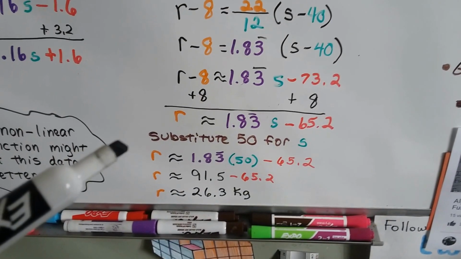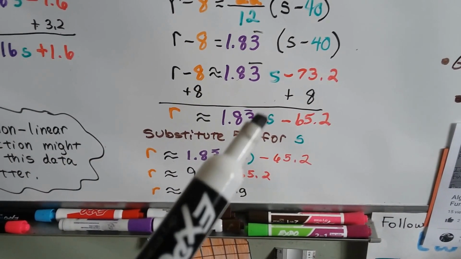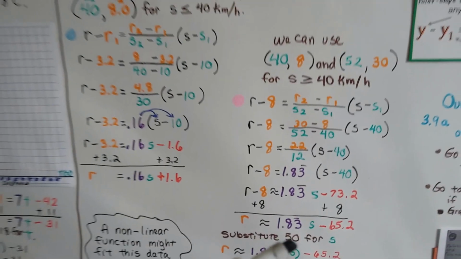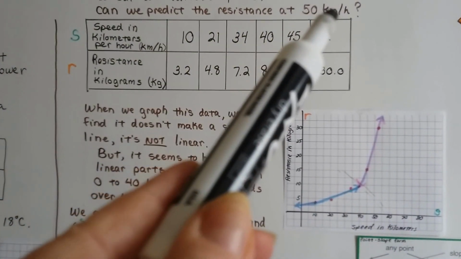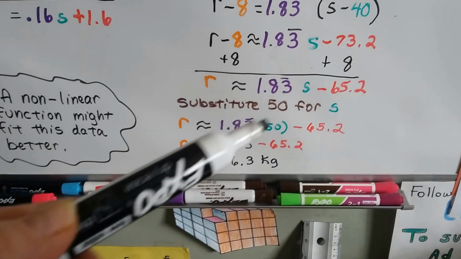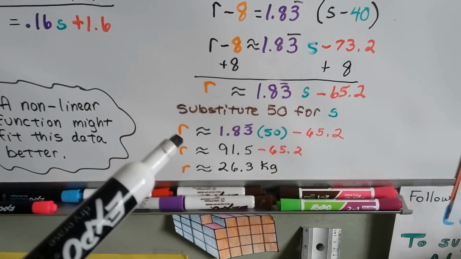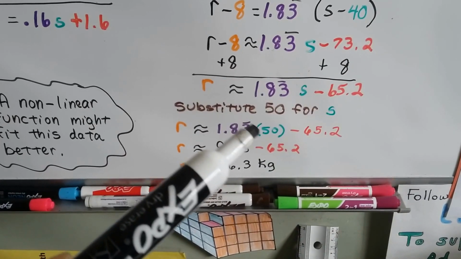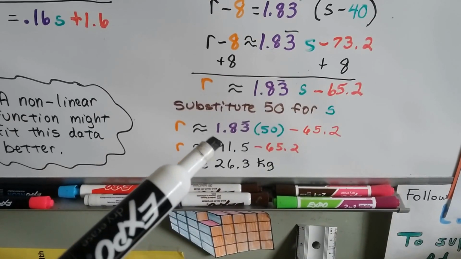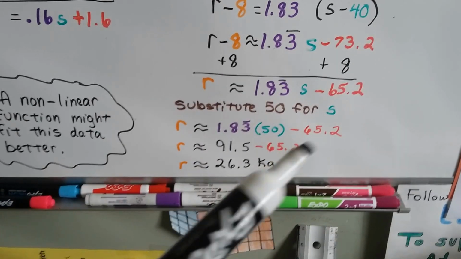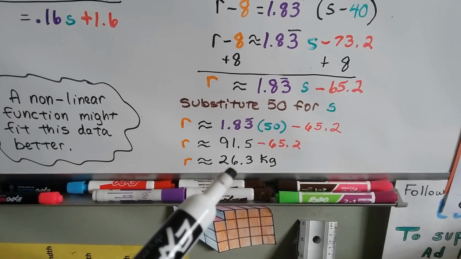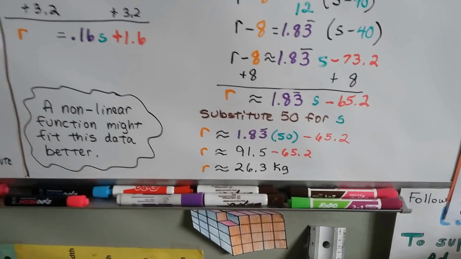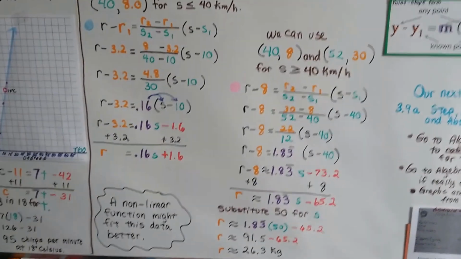So now all we have to do is substitute 50 for S. Because remember, at the beginning of the problem, we're trying to predict the resistance at 50 kilometers per hour, okay? So we're going to plug in the 50 where the S is, and we get 1.83 times 50, which gives us 91.5. We subtract this 65.2 that we got over here, and we find out the resistance is approximately 26.3 kilograms. See? So we ended up using two different equations.